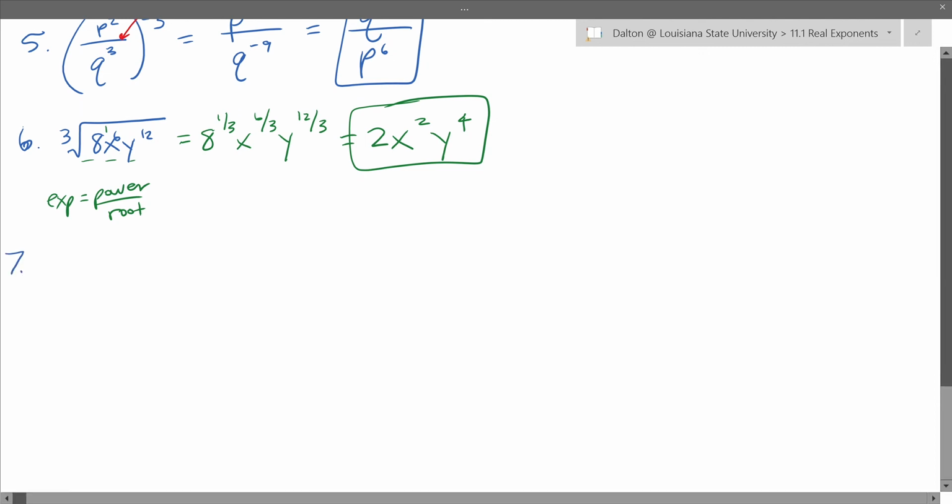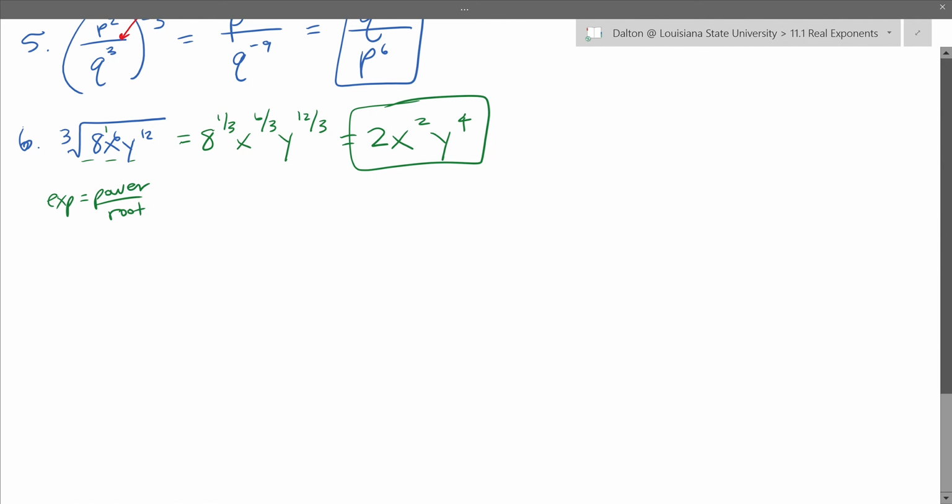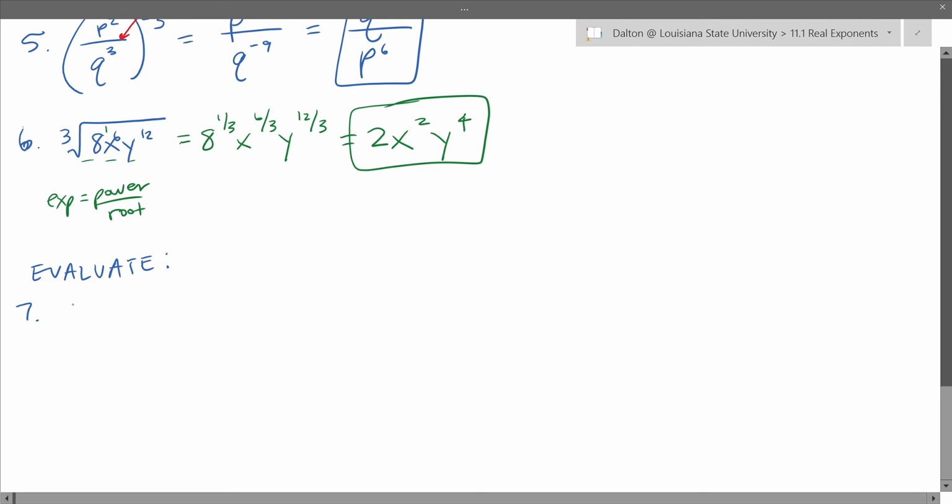Okay, number 7. These last, I lied, I have 9 examples, not 8. For these last 3, evaluate. The directions are going to be a little bit different. I want you to evaluate, which means you're going to have more numbers, and in these cases, I don't think any variables. So for number 7, if I give you 64 to the 2/3 power. So you have a couple different options.